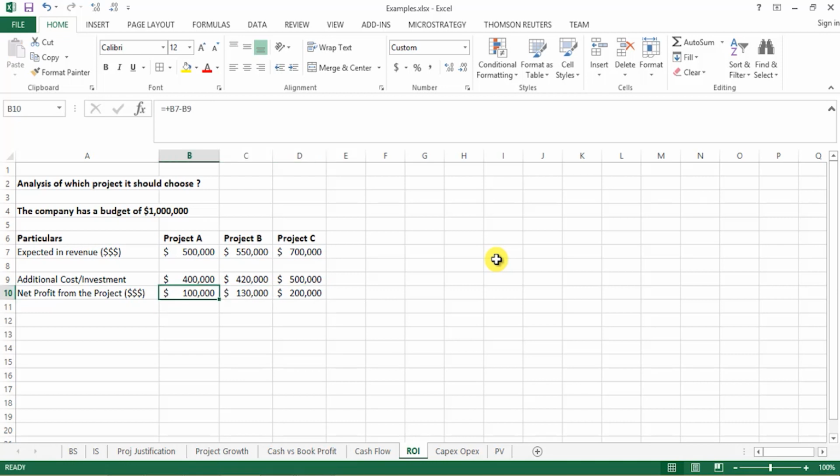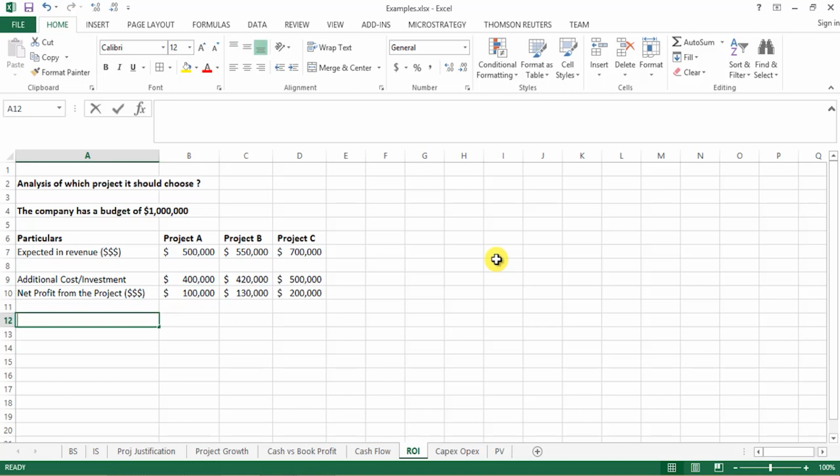Now looking over here, you might be tempted to take up project C because that has a profitability of $200,000 compared to project B and project A, which are seriously lagging behind project C. In fact, project A has just half the profit of project C. But let's not jump to conclusions first and understand the ROI percent on this.